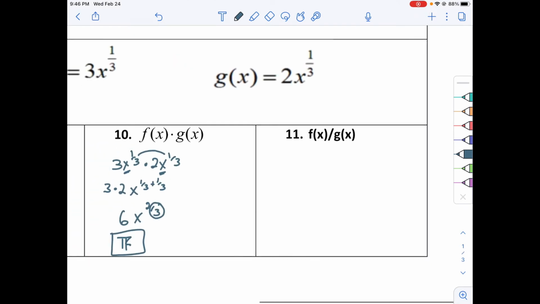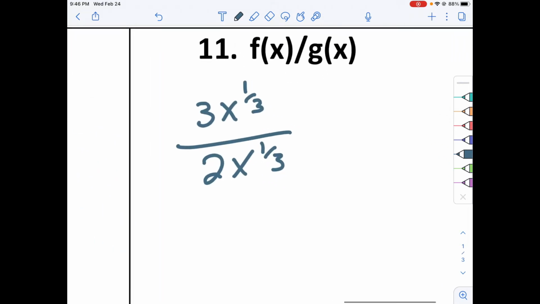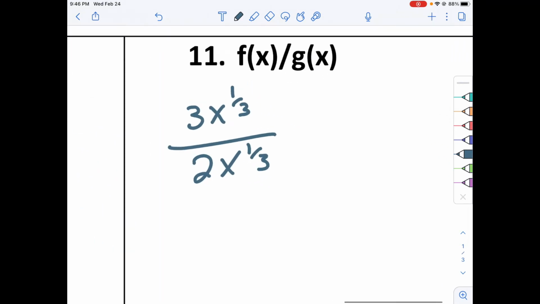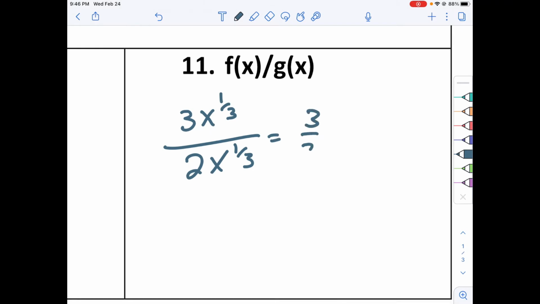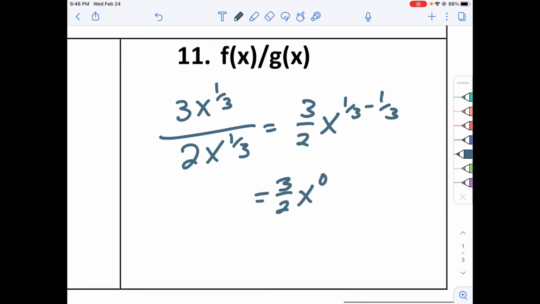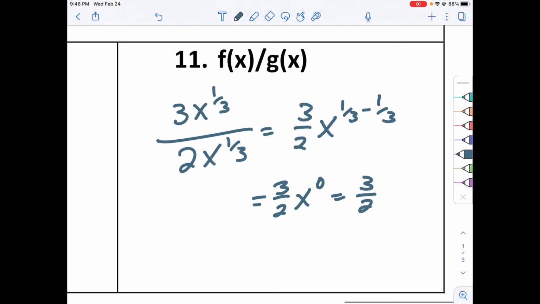f of x divided by g of x. So here we have 3x to the 1/3 divided by 2x to the 1/3. In this case, we go 1/3 minus 1/3. So this is really 3 halves x to the 1/3 minus 1/3. Well, that just becomes 3 halves x to the 0. x to the 0 is just 1. So this is really 3 halves times 1. Or you can just say that's just 3 halves. Okay, so that's it simplified.